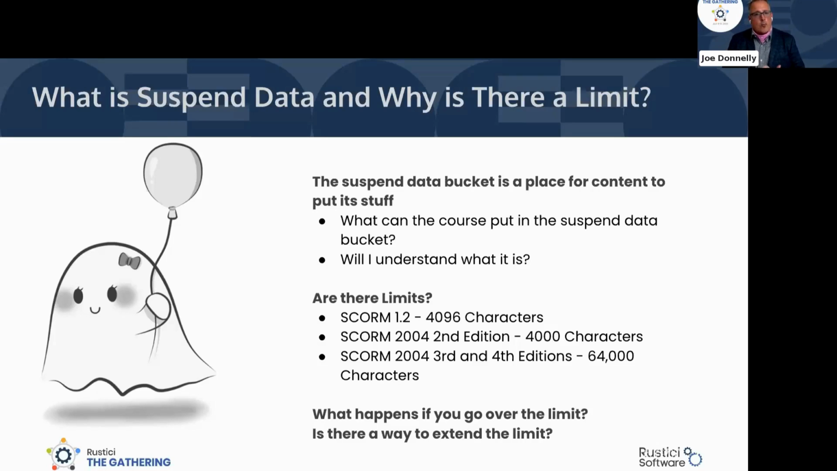So SCORM 1.2, 4,096 characters. That seems like a lot, but if you've got a 50 question test and you're trying to pump a bunch of information into that suspend data bucket, you're going to run out of room pretty fast. Even scarier, SCORM 2004 second edition, they lowered the limit. Why? I don't know, but you have less space, which means you're going to run into the problem sooner. SCORM 2004 third and fourth edition, 64,000 characters. It should be enough.